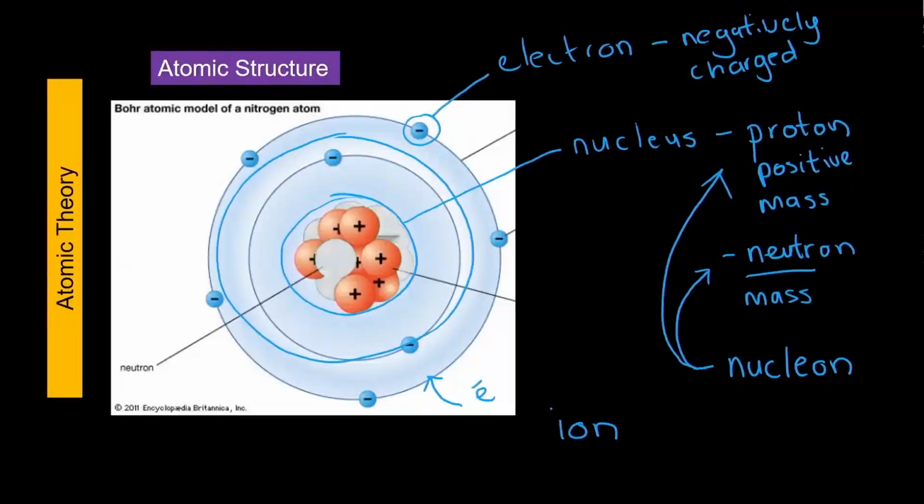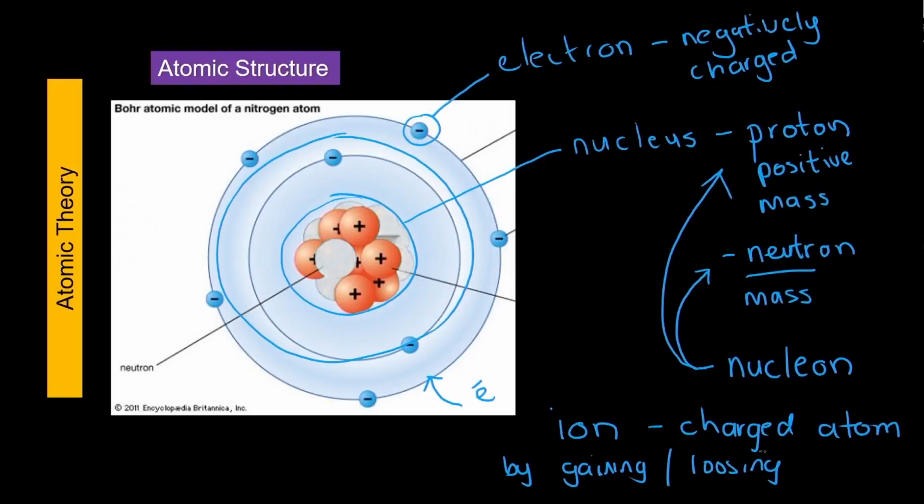So an ion is a charged atom by either gaining or losing, gaining or losing electrons. Okay, I'm going to write it like that, a little e with a line across the top.